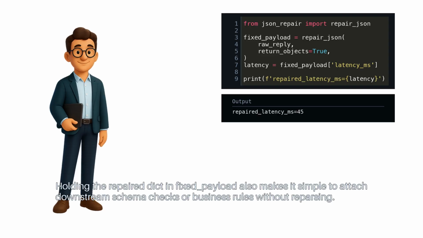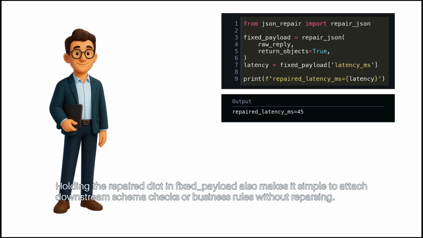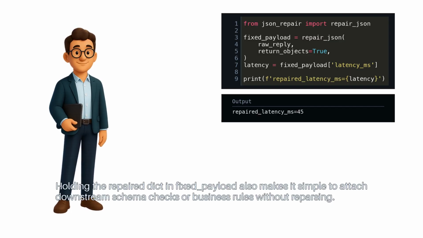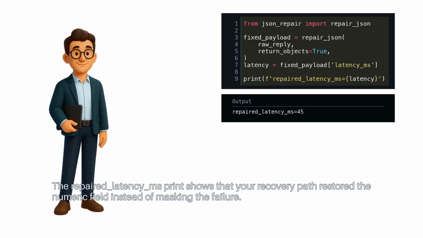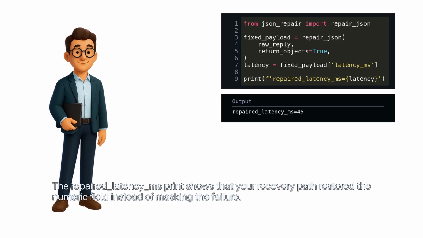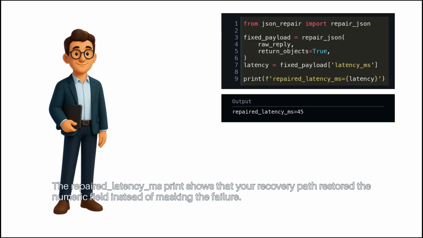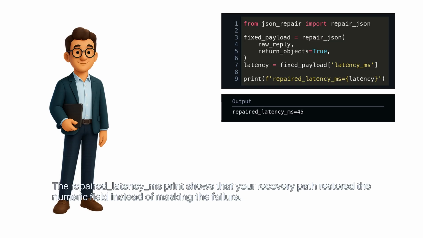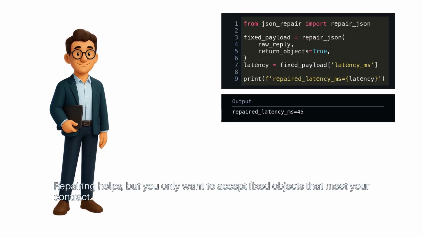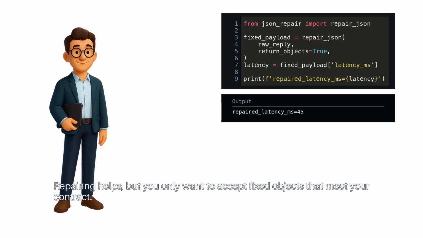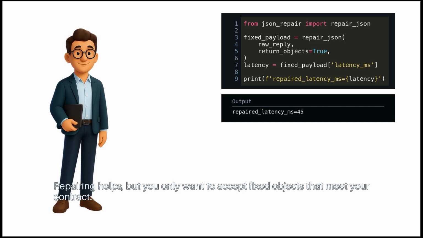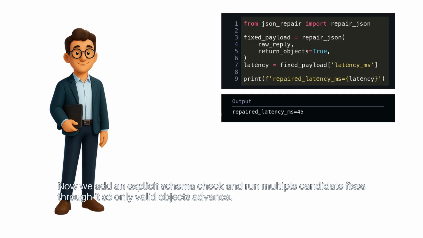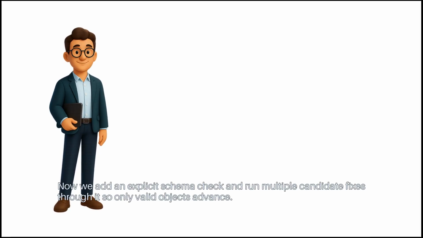Holding the repair dict in fixed payload also makes it simple to attach downstream schema checks or business rules without reparsing. The repaired latency_ms print shows that your recovery path restored the numeric field instead of masking the failure. Repairing helps, but you only want to accept fixed objects that meet your contract. Now we add an explicit schema check and run multiple candidate fixes through it, so only valid objects advance.